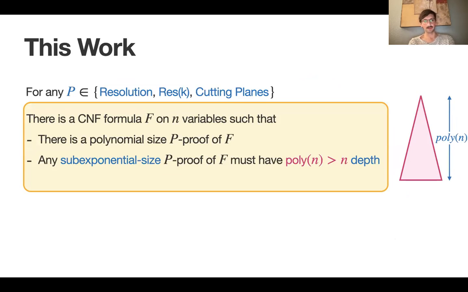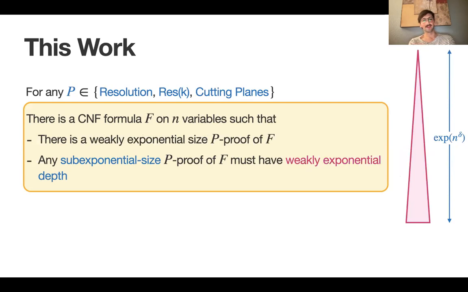So this is our main theorem. If we let P be any of these proof systems, resolution, KDNF resolution, or cutting planes, then there's a CNF formula on n variables such that there's a polynomial in n size proof of the formula. However, any sub-exponential size proof must have depth which is polynomial, for some polynomial that's greater than n, so supercritical. And our trade-off is smooth, so we can actually ramp this up.